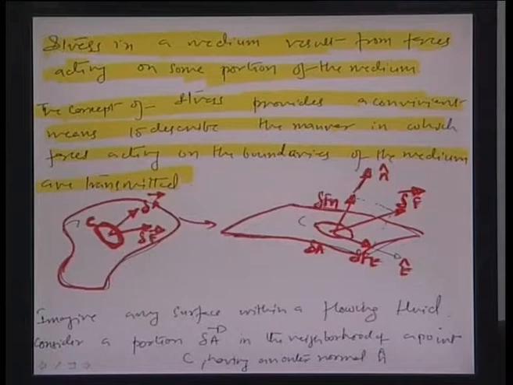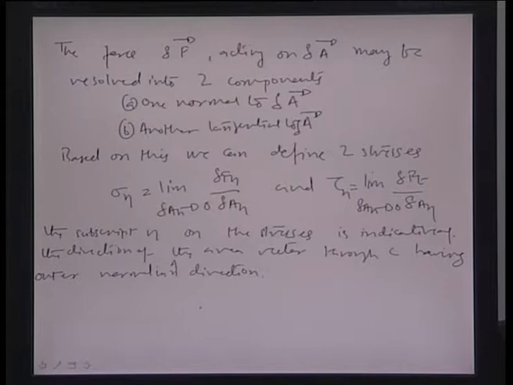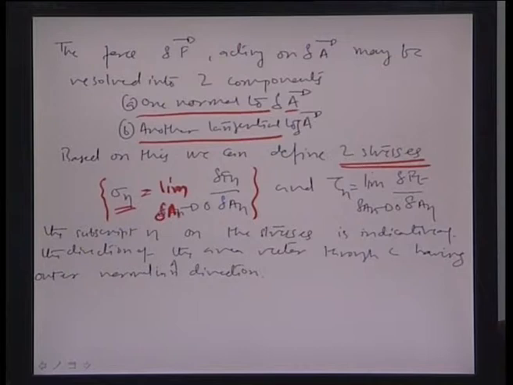Now, if you want to see the kind of stresses because of these two components on this area vector A, it would be represented as a normal stress and a stress which is tangential, right? Because there are only two components of the forces, the normal force and the tangential force. So based on this, we can define the two different stresses. One in the direction of the normal vector, which is represented as sigma n, the normal stress or the principal stress, and it can be defined as the limit as the area element delta A n approaches 0 of delta F n, the normal component of the force vector delta F, divided by delta A n.